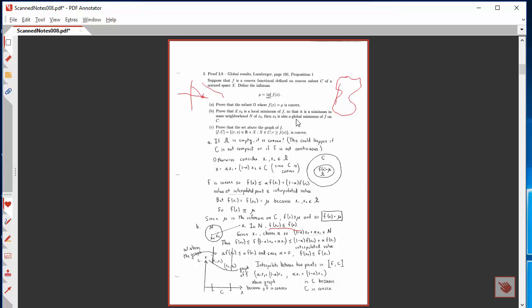Finally, I want to prove to you that the set above the graph of f on the convex set C is itself a convex set. In other words, that the region that is bounded below by the function graph and on the right and left by these two vertical lines is convex. How do we know this? Well, let's pick 2 points in this set. Let's pick that one and that one.